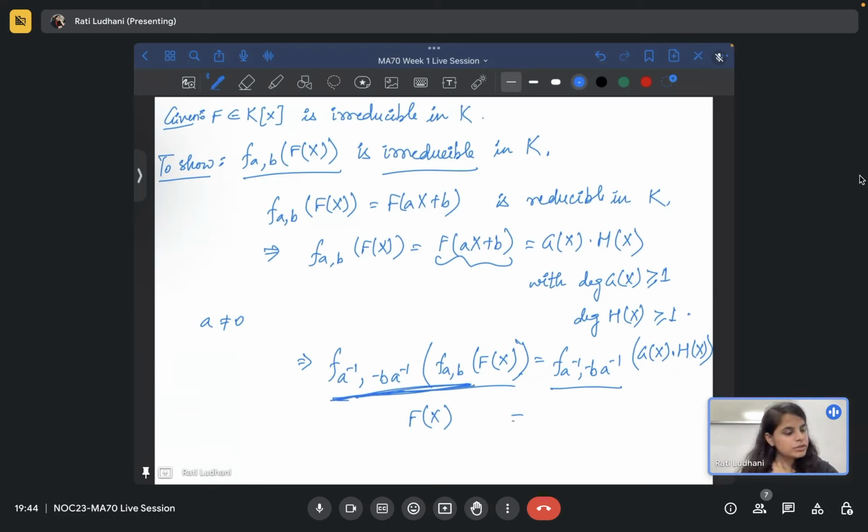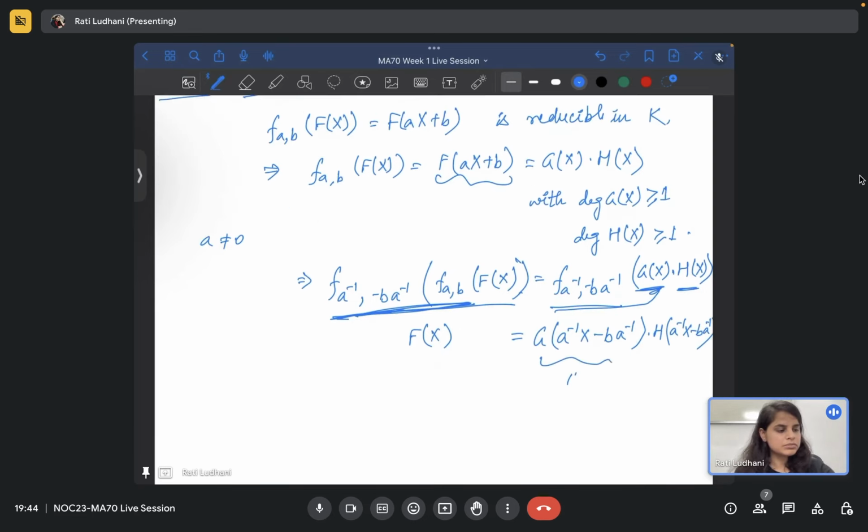And on the right side, what will you get? You apply this to g(x) and h(x). So you will get g of (a inverse x minus b a inverse) into h of (a inverse x minus b a inverse). These are some polynomials. Let's give new names, say g1(x) and h1(x), because you can expand it out and write it in the variable x, right? So what you really got is f(x) is equal to g1(x) into h1(x).